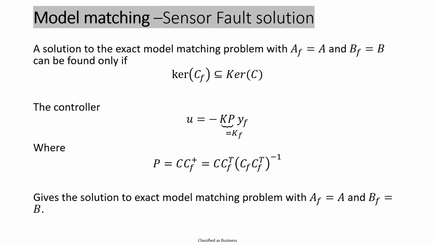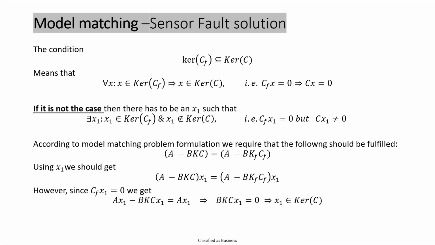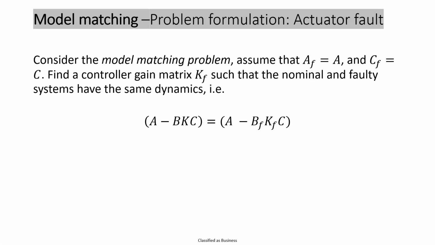Let me finish this part by talking about the actuator fault. It's very similar to the case that you had. Because of that, I actually can go faster. So here, AF is equal to A. There is no fault in A. There is no fault in C. The only mismatch you have is B. So you have BF. Again, you have output feedback, and you are looking for the exact model matching. If you want to do that, you should have this matrix equal to this matrix.